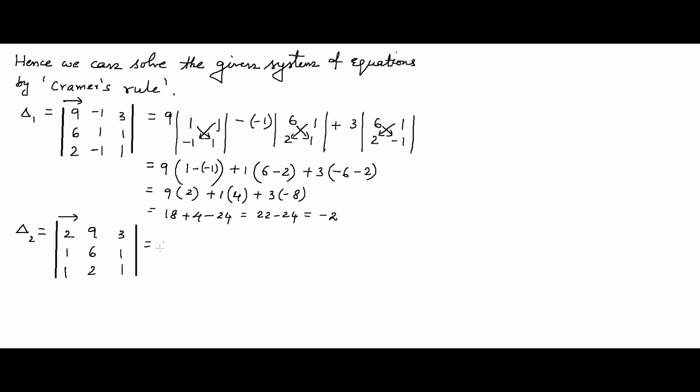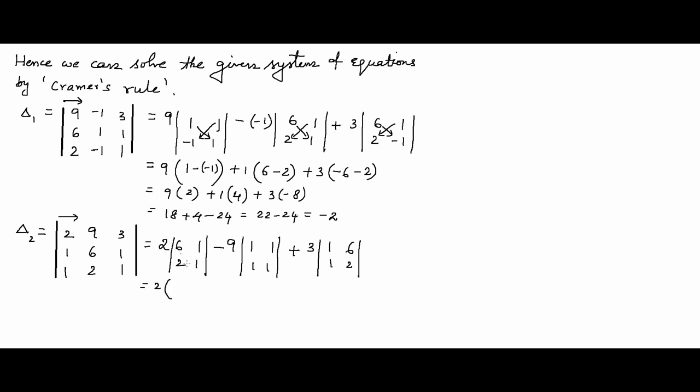Now we can do it quickly. 2 is the first element. Leave out the first row and first column. The remaining 4 elements in the form of the determinant. Minus, as you know, always you will have minus sign. The element here is 9. Leave out the row and column where 9 is present, that is the first row and second column. Remaining 4 elements in the form of the determinant. Plus, the last element is 3. Leave out the first row and the last column, that is the third column. Remaining 4 elements in the form of determinant.